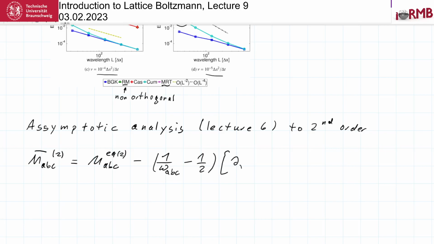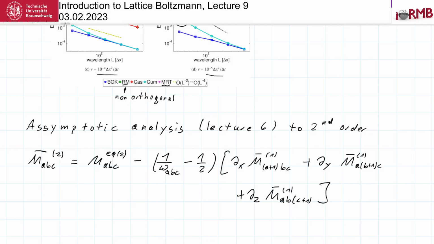Now this goes into dx m, A plus 1, now this is a lot of writing here, B, C. Now this here to first order plus the derivative in y, m bar, first order, A, B plus 1, C, plus the derivative in z, m, A, B, C plus 1 to first order, with bar and closing brackets.